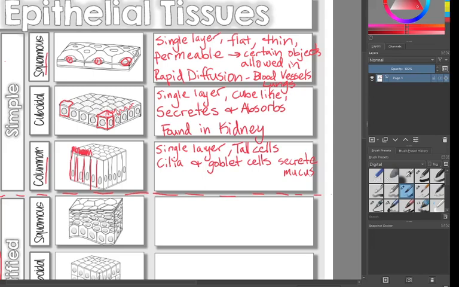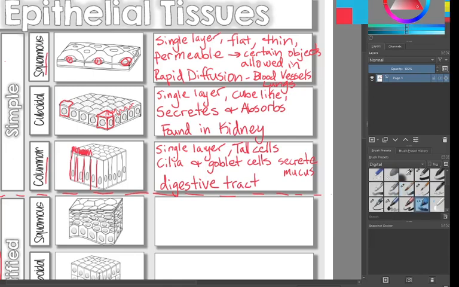So if it's good for absorbing and secretion, this would be a good place to have these types of cells: in the digestive tract, because we want these cells to be able to absorb as many nutrients as possible from our diet. Okay, so that's it for these cells. All of these are going to be single layer, single layer, single layer.